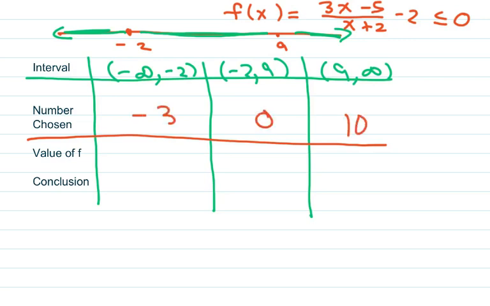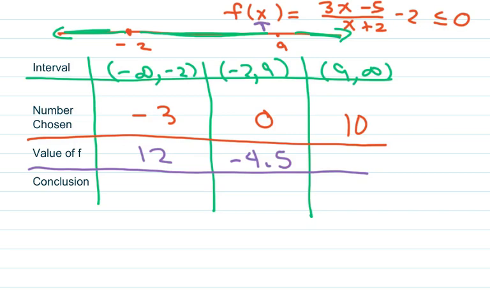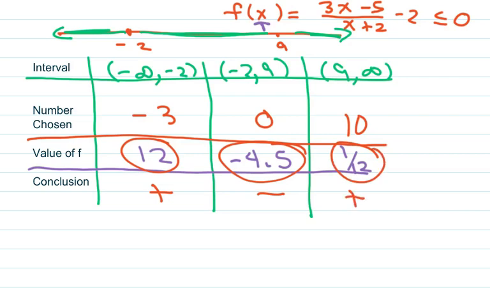You plug in your values in your x's, and I got 12, -4.5, and 1/12. And all we care about is if it's positive or negative. This value is positive, this value is negative, this value is positive. Well, we want negative, so I'm choosing this interval here.